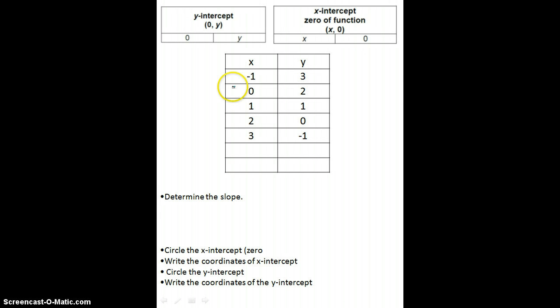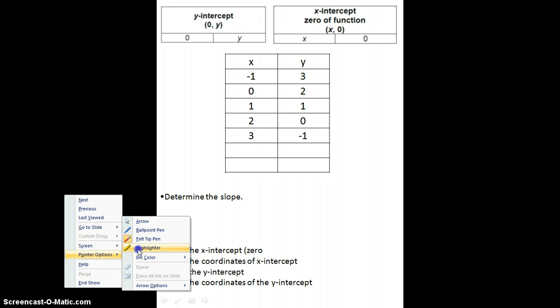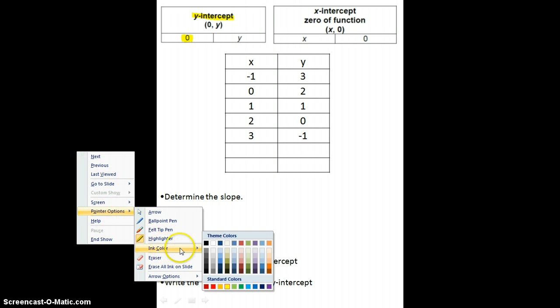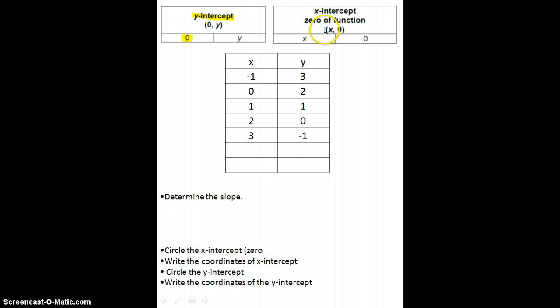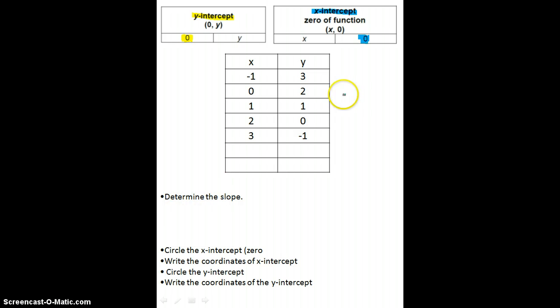Okay? Now let's look at it from a table. If we're given a table, to find the y-intercept, you're looking to see where x is 0. And for the x-intercept, you're looking to see where y is 0. Okay? So now, the first question says determine the slope. In order to determine the slope from a table, remember we're going to do the change in y divided by the change in x.